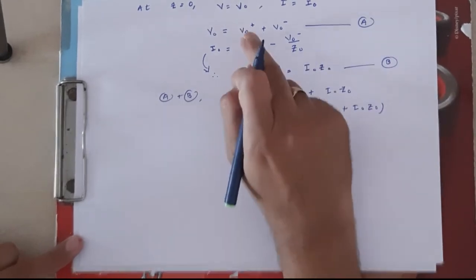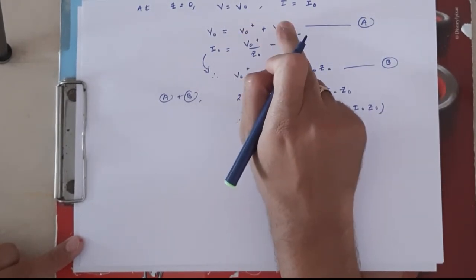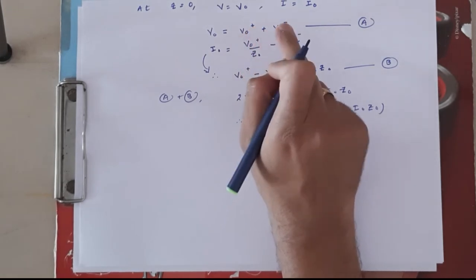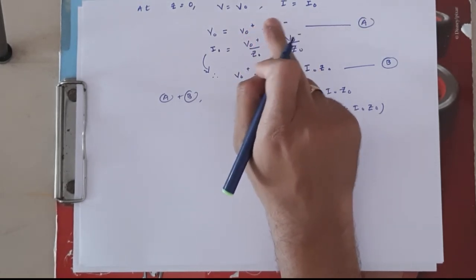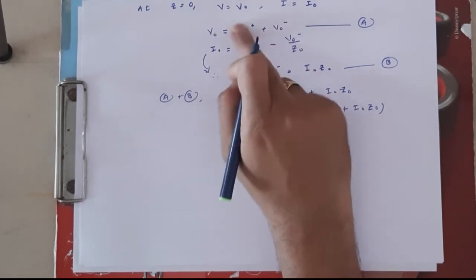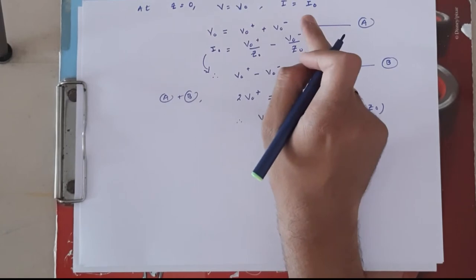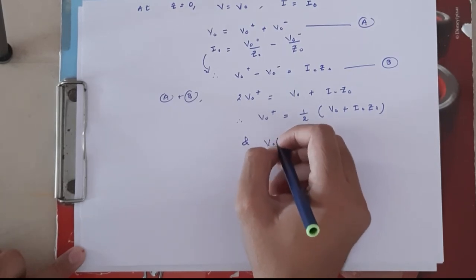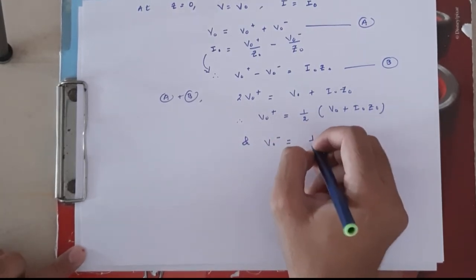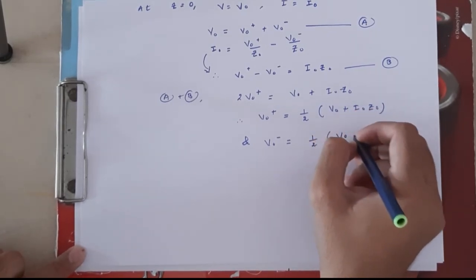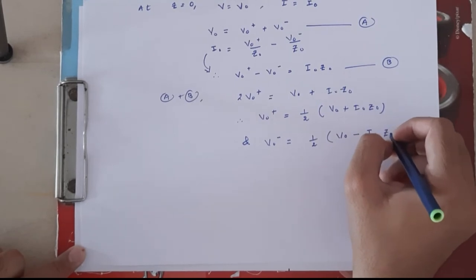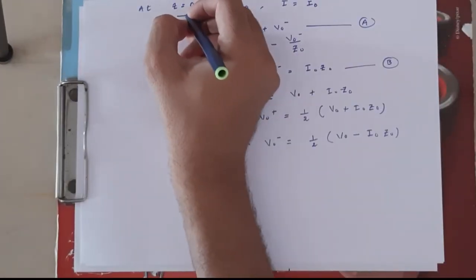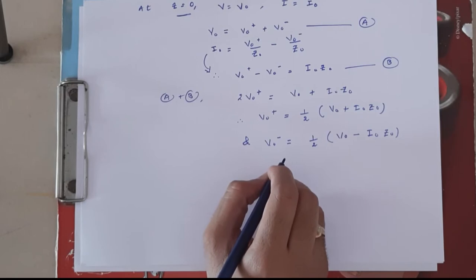Clear? See here. What is the meaning of V0 plus and what is the meaning of V0 minus, we have already discussed in our last video lecture. If you are still confused about what is V0 plus and V0 minus, I recommend you see my last video lecture, so you will get a clear idea regarding V0 plus and V0 minus. So I'll get this equation for V0 plus. Similarly, we will get the equation for V0 minus. So V0 minus is equal to half of V0 minus I0 Z0. So I will get the equations of V0 plus and V0 minus at the condition Z is equal to 0.